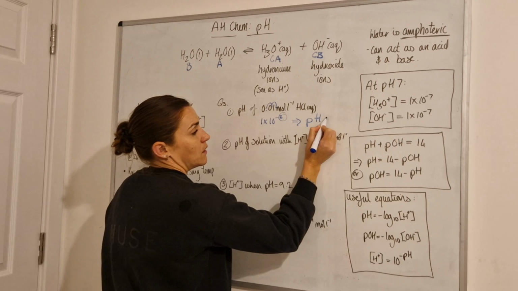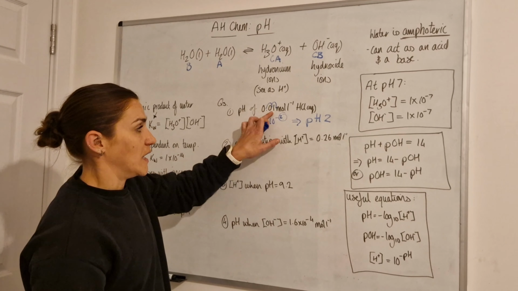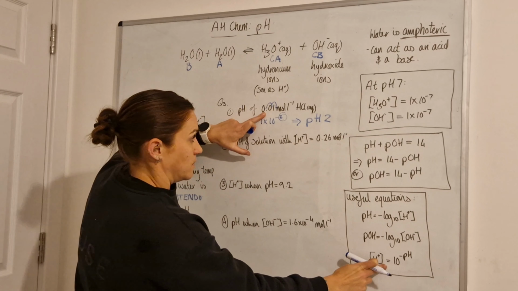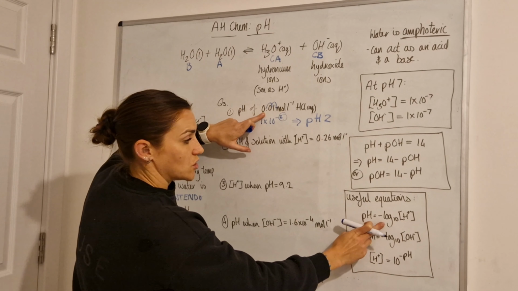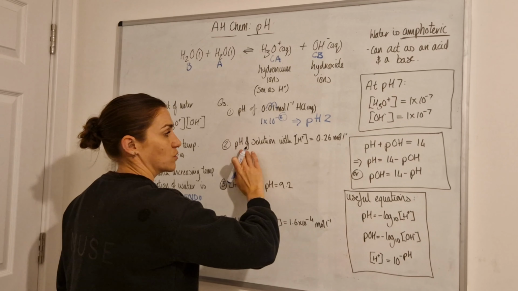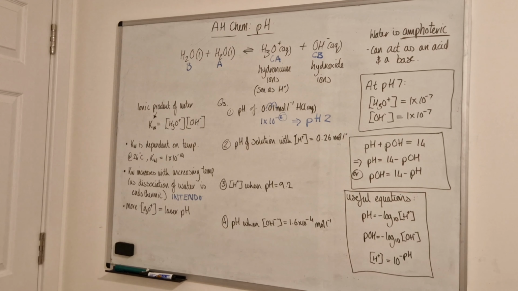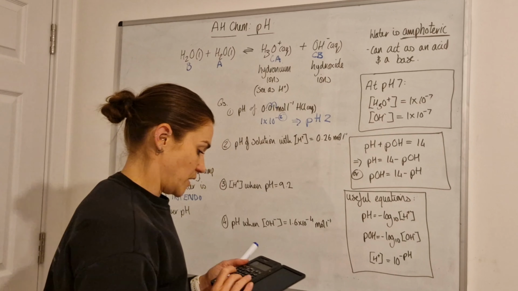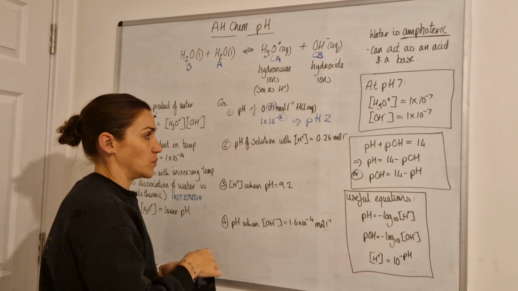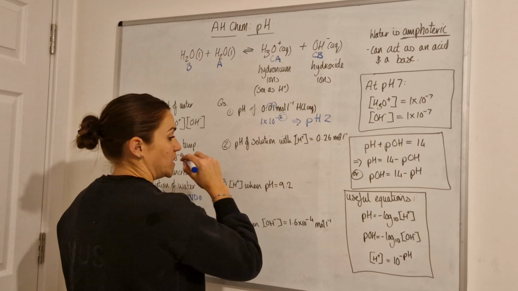Okay, now like I said, that only works if this number is 1. If this number is anything else, we have to plug it into the pH equation with the hydrogen ion concentration in it. So this is what question 2 is showing us. Let me just grab my calculator. So we're working out the pH of the solution with a hydrogen ion concentration of 0.26 moles per litre.